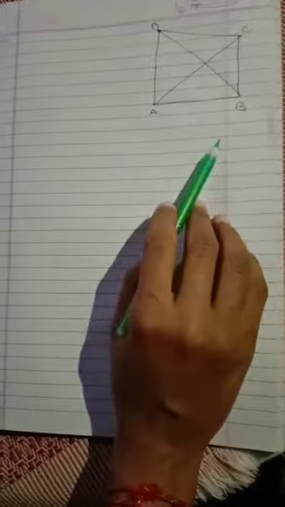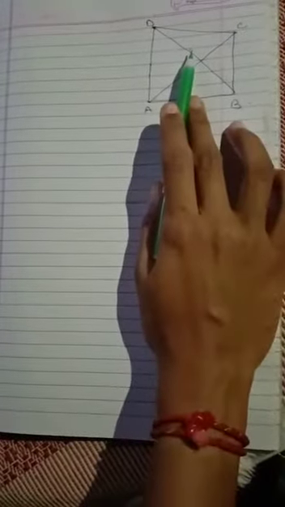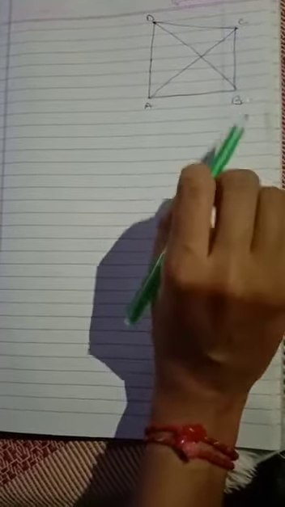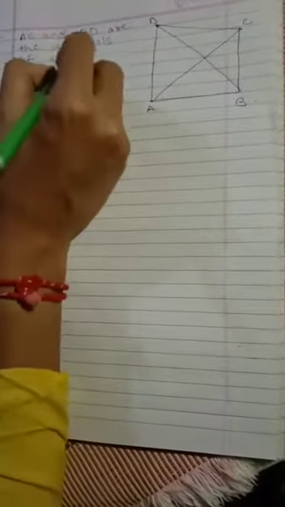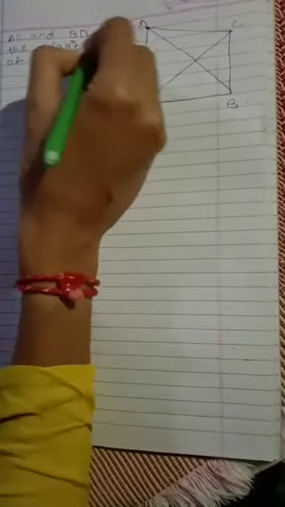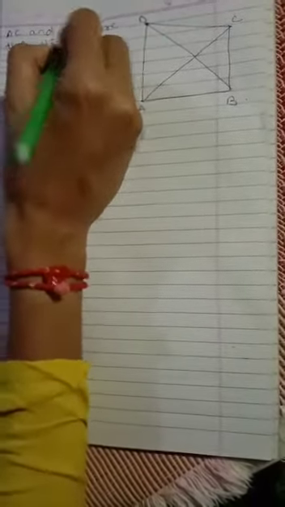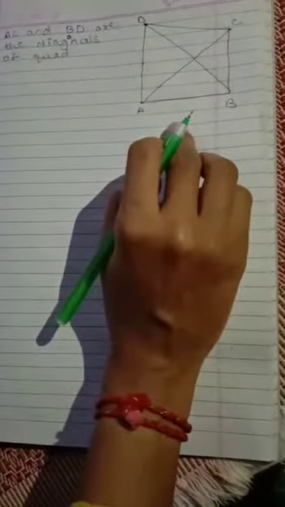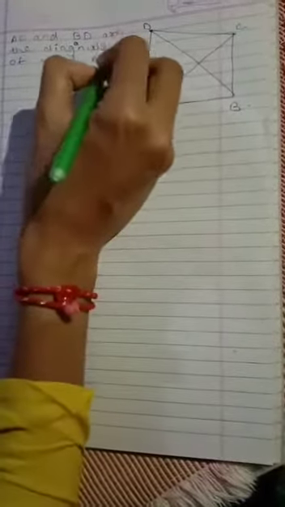Now here in the given figure, the 2 line segments AC and BD are called the diagonals of the quadrilateral. AC and BD are line segments and they are the diagonals of the quadrilateral. Here ABCD is also a quadrilateral.